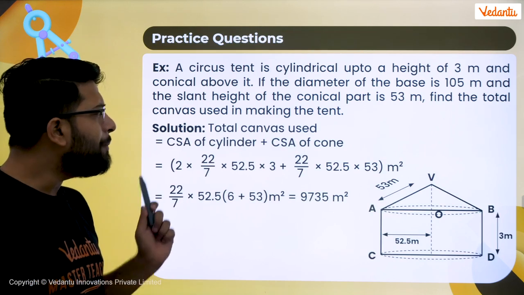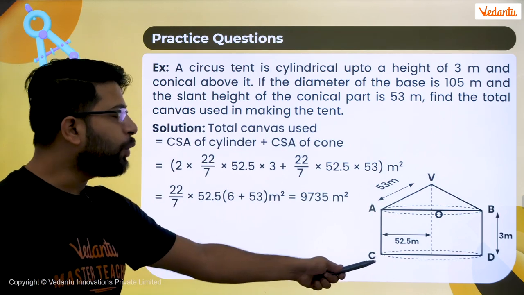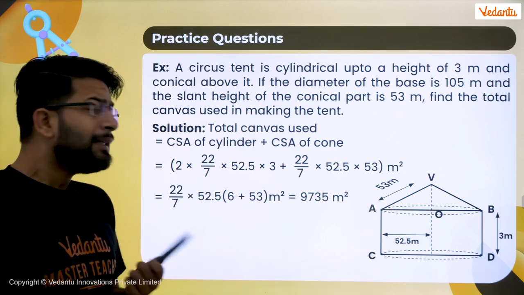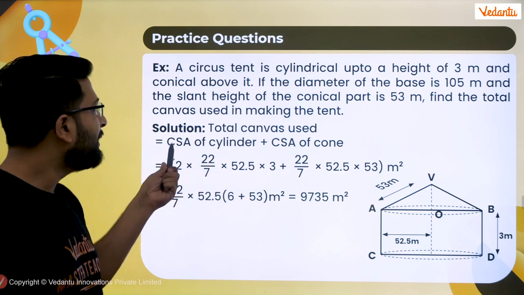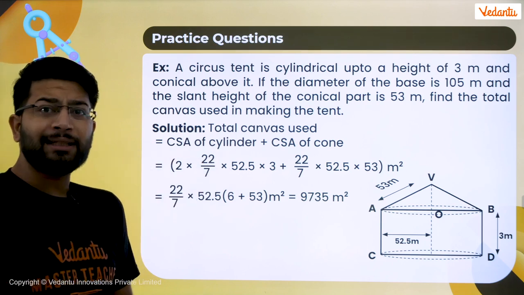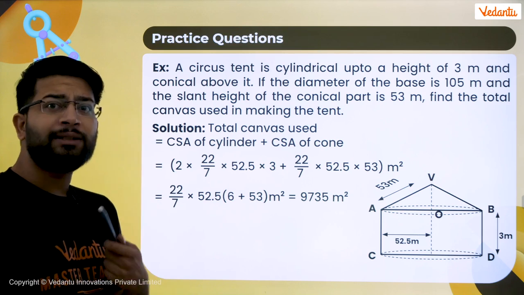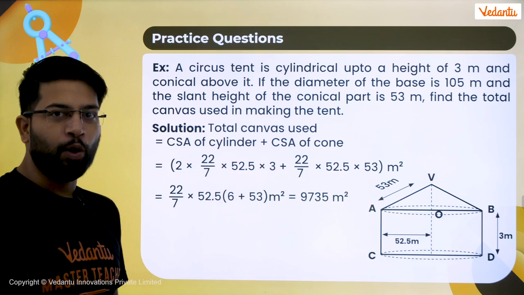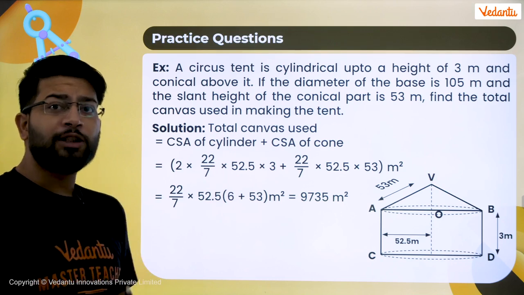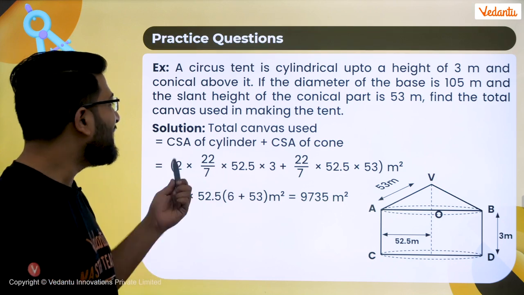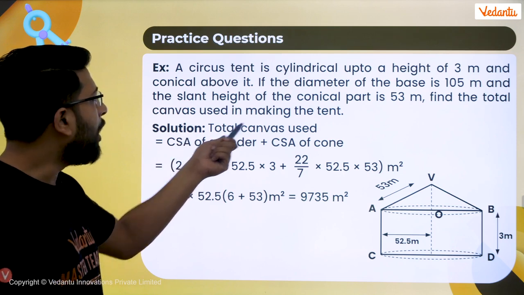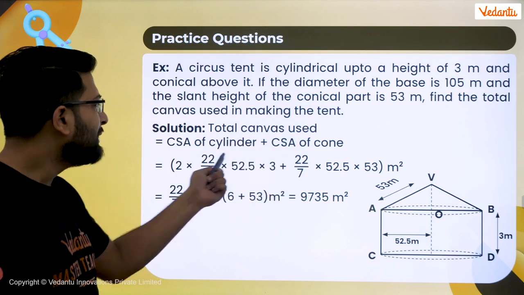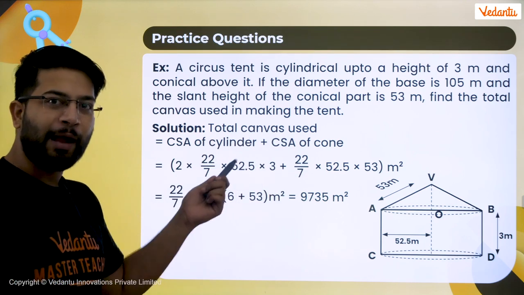Now champ, when we are making the tent, we don't have to cover the base, right? The base part will not be covered. That is why the total canvas will be CSA of cylinder. Why CSA? Because the base and top of the cylinder do not have to be covered, right? Plus CSA of the cone. Why? Again, we are not considering the base of the cone. You know the reason. Now champ, we know the radius of the cone and cylinder. If I put the values in 2πrh and πrl, you will get the answer. I hope it is clear.